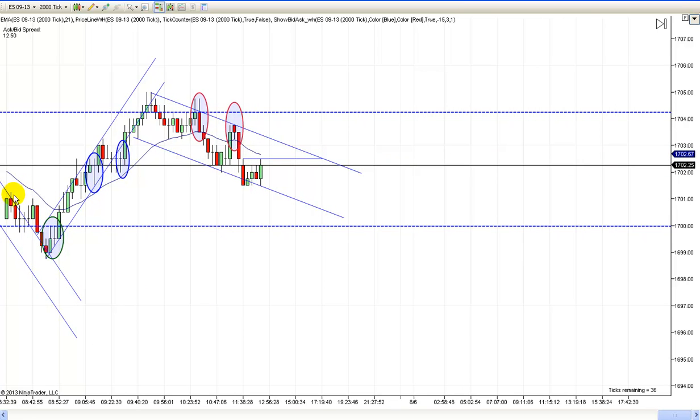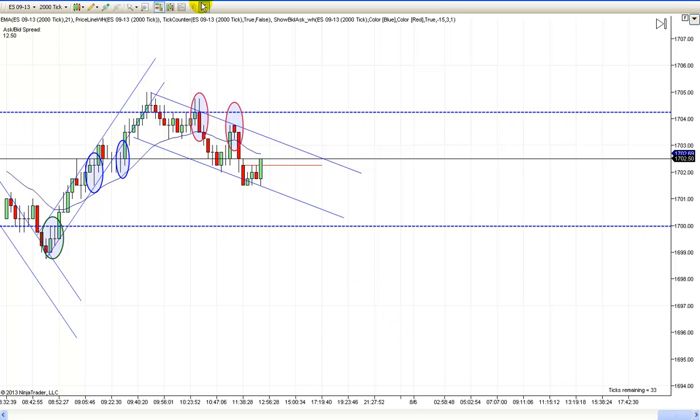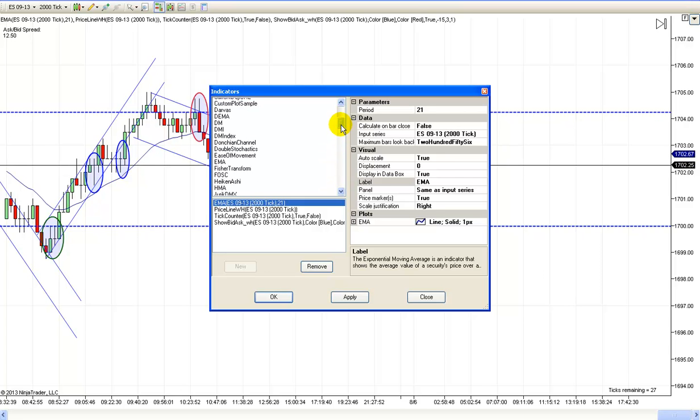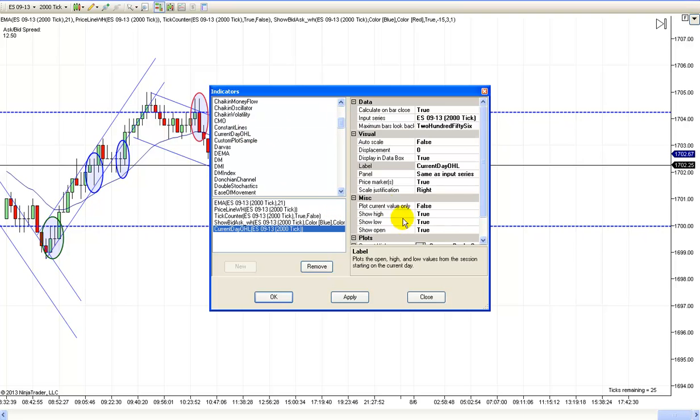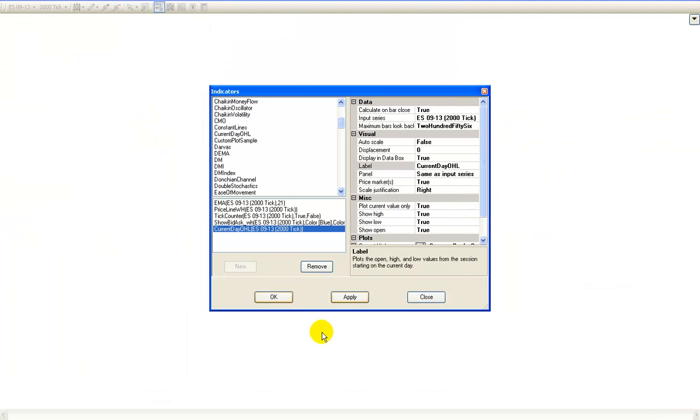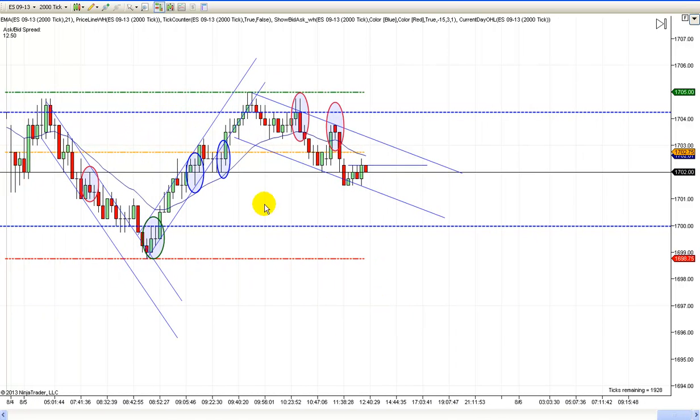But be aware of these gaps, and there's an indicator. You can put it on there. I don't like to have it on there, but it's there. It's called current day open high low. Where are you? There it is. Put it on there. I like to change it to plot the current value only so it looks right, and then apply it. And you can see there it is.